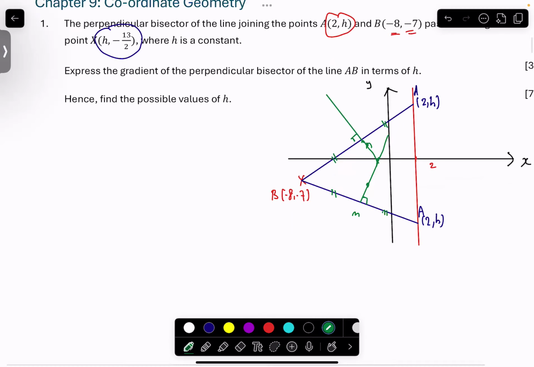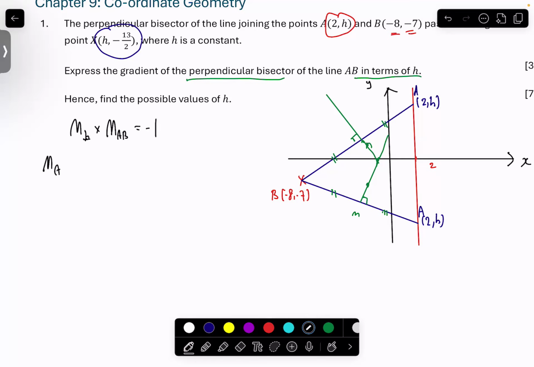For the first part, they say express the gradient of the perpendicular bisector in terms of h. This part should be easy, because we know that for perpendicular gradients, the gradient of the perpendicular bisector multiplied by the gradient of AB must equal -1. You must know this formula.